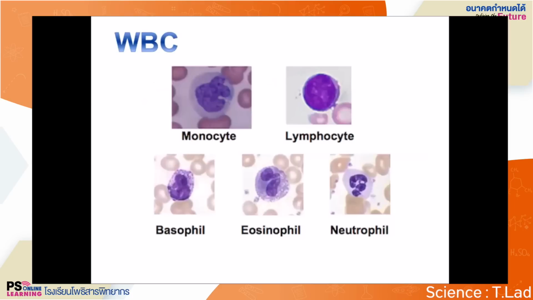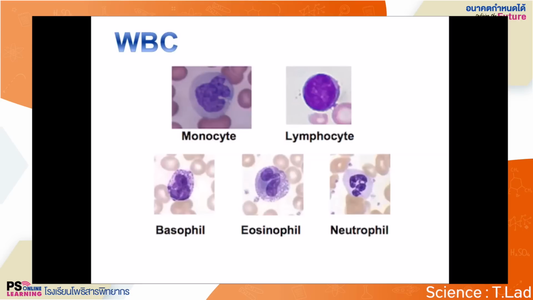Next cells are white blood cells. So WBC stands for white blood cells. There are many types of white blood cells. So you have monocyte, lymphocyte, basophil, eosinophil, and neutrophil. So they are different types of white blood cells.